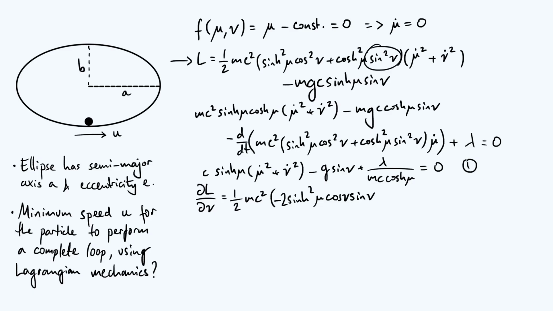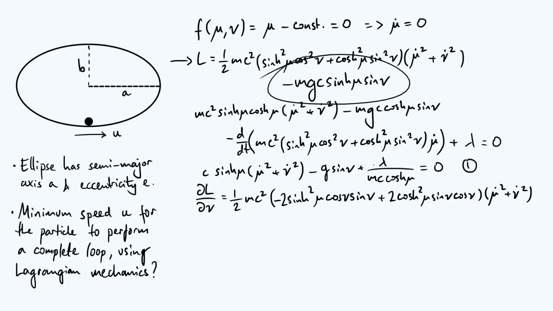Similarly, then I've got to differentiate the second bit, the sine squared nu. I'm going to get plus 2 cos squared mu sine nu cos nu from the chain rule, and then we get our mu dot squared plus nu dot squared. Then I have to differentiate the potential energy part with respect to nu. All that happens there is your sine changes into a cos. So we've got minus mgc sine of mu times cos nu.